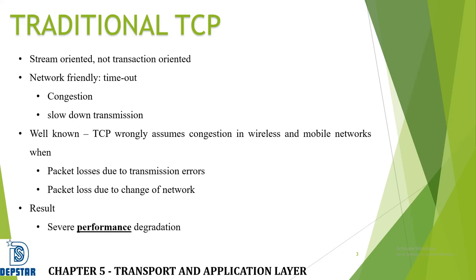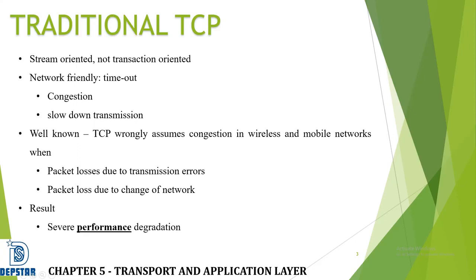The very first functionality provided by TCP is congestion control. Moreover, this TCP is stream oriented and not transaction oriented, and it is network friendly, but it gets a timeout when there is congestion, and then it slows down transmission. Now let us know what congestion is. Congestion is whenever there are more packets in the queue; the term used for this in the communication channel is congestion. Now to overcome the congestion, the work done is to slow down transmission.